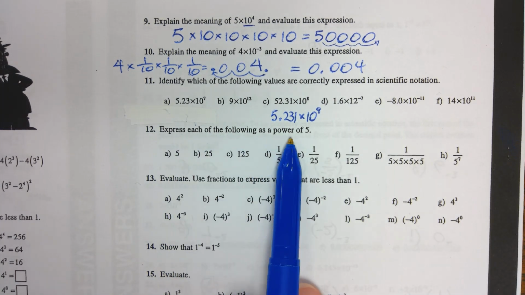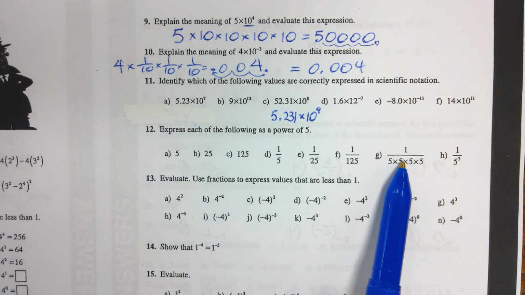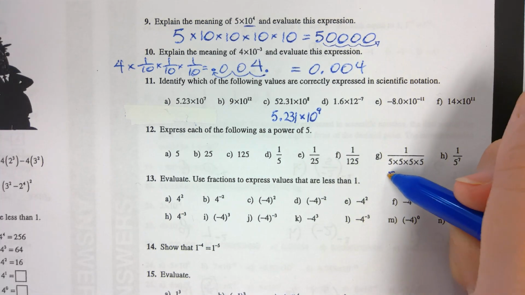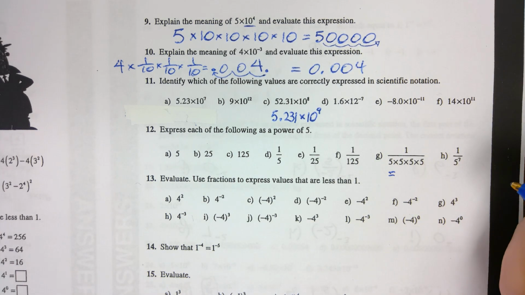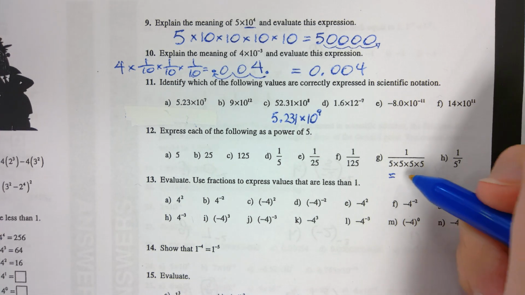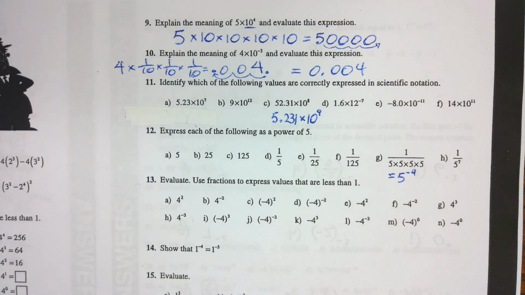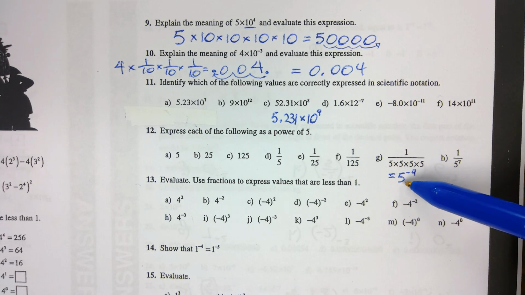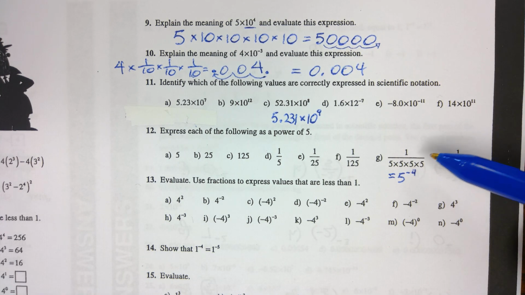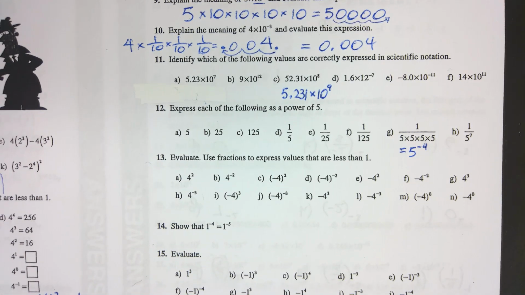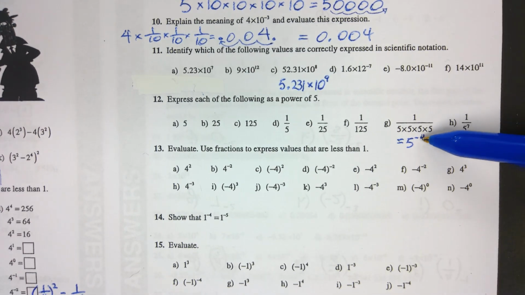Express each of the following as a power of 5. So what would this be? How would I rewrite this as an exponent of 5? Yep, 5 to the negative 4. That's right. Because you rewrite it as 1 over 5, so 1 over 5 times 1 over 5 times 1 over 5 times 1 over 5 is the same. And because it's a fraction, remember the negative exponent.